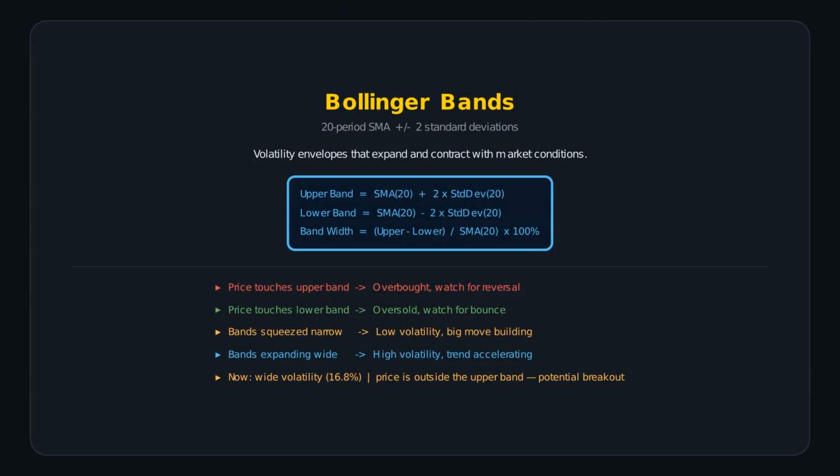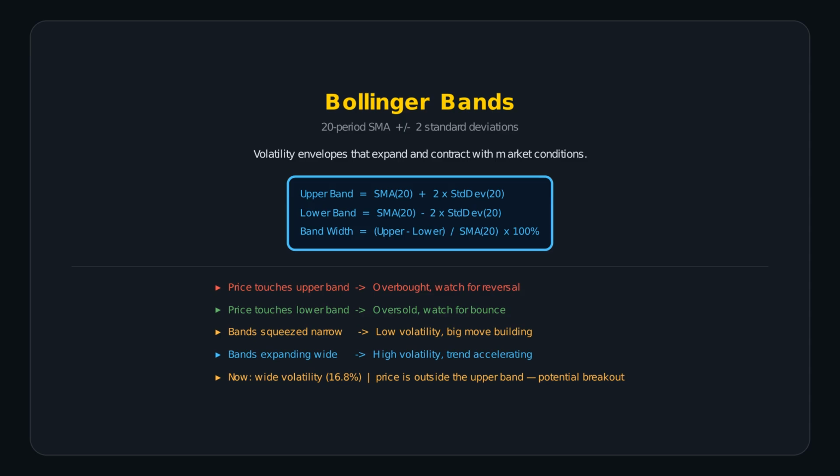Next, Bollinger Bands. Bollinger Bands place envelopes 2 standard deviations above and below the 20-period moving average. When the bands are squeezed narrow, volatility is low and a big move is building. When the bands are wide, the stock is already in a high volatility phase.